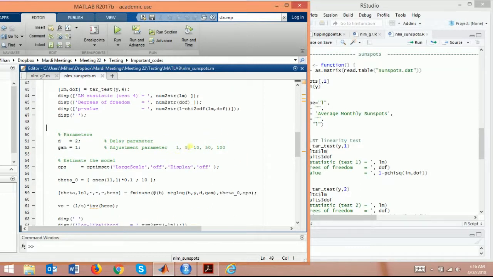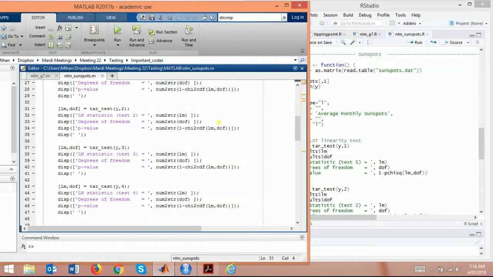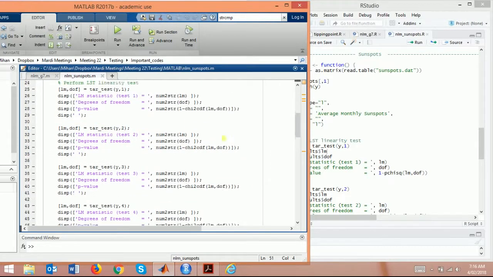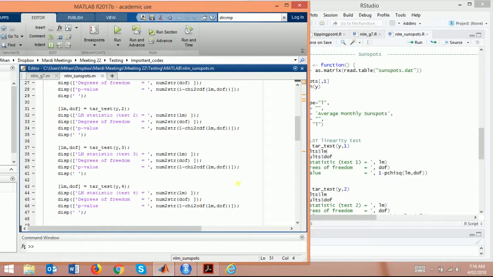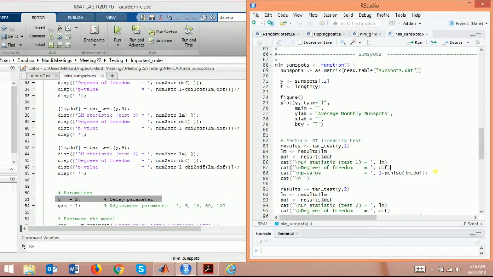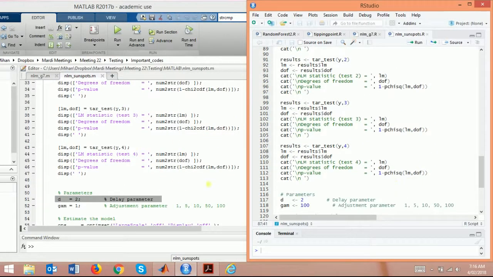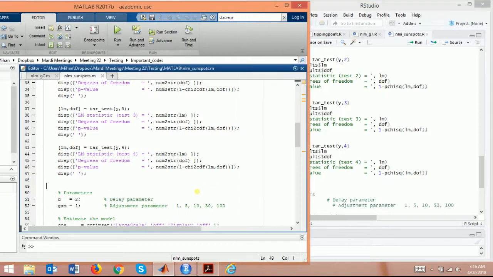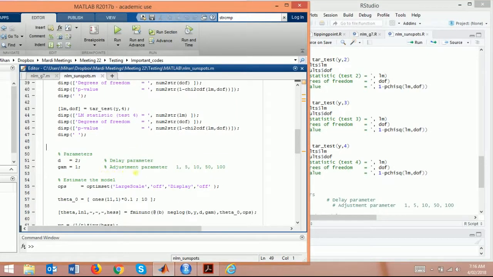So now we find that delay parameter 2 is significant. Which delay parameter is significant? This makes sense because we are going up to 4 steps. We try to find which delay parameter is significant, and we find 2 is the significant one. Gamma equals 1 is the adjustment parameter, with values 1, 5, 10, 50, 100 given to us in the question, not estimated. We can take 5, 10, 50, whatever.